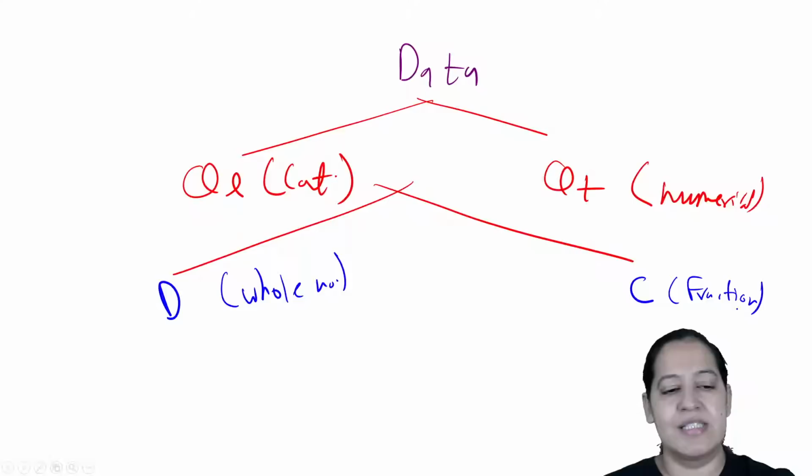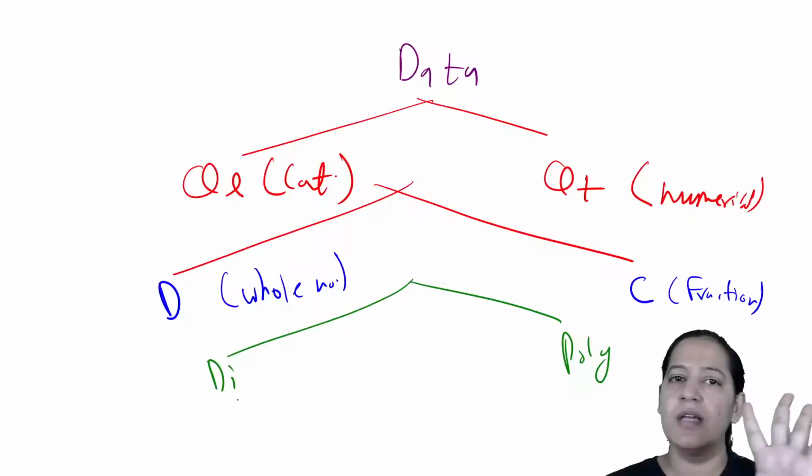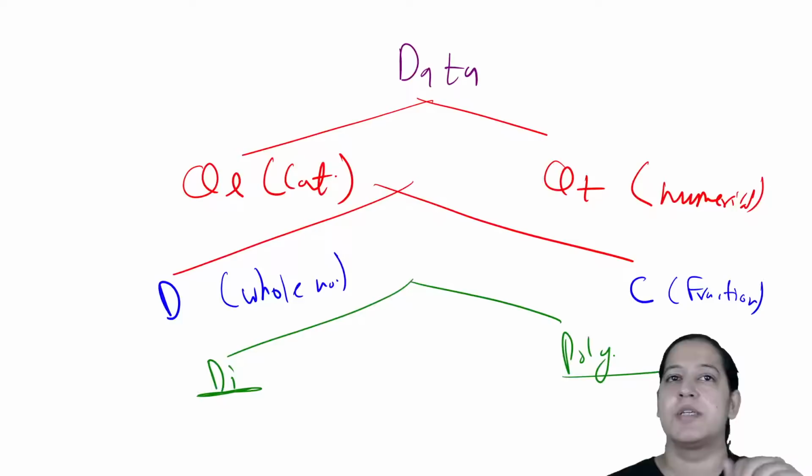The third classification was dichotomous and polytomous. Here two options are possible: Rh positive, Rh negative. Diabetes positive, negative. And in polytomous, multiple options are possible. These are the three classifications of data we have studied till now.